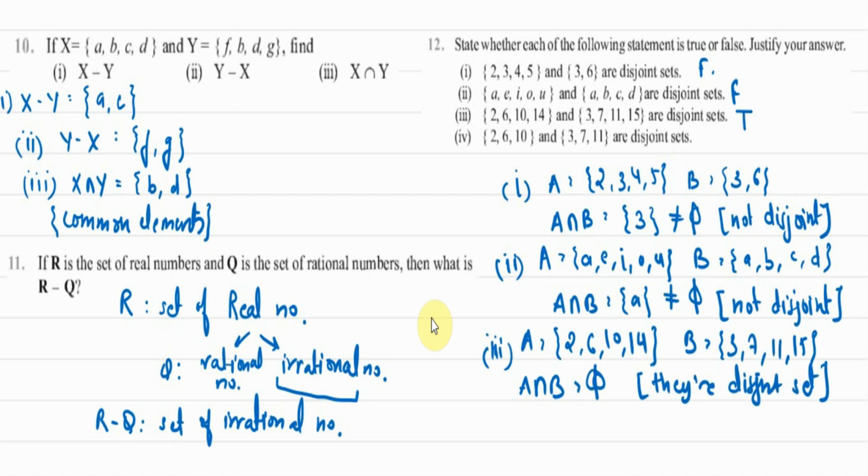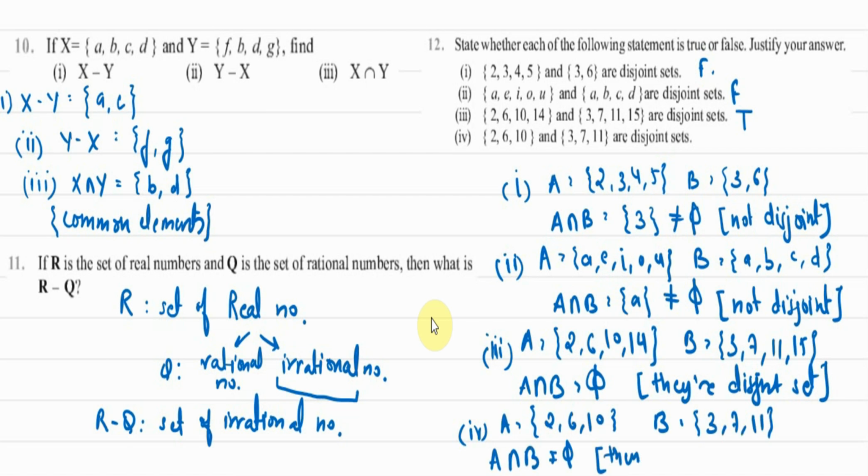Now we have the fourth part. It says A is equal to 2, 6, 10. B is equal to 3, 7 and 11. Now what is A intersection B? Is there any common element between these sets A and B? No. So A intersection B will be empty. So A and B will be disjoint sets. So we can say this fourth statement will be true. Okay. So now we have completed our exercise 1.4.